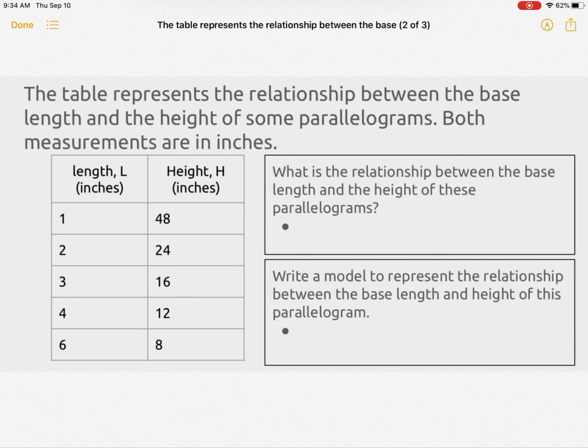Now we're going to do an example where we are talking about a table and the relationship between the values, and then maybe writing an equation based on that table. So this table represents the relationship between the base, length, and the height of some parallelograms. Okay, we don't need to worry too much about what a parallelogram is. It's just a kind of shape.